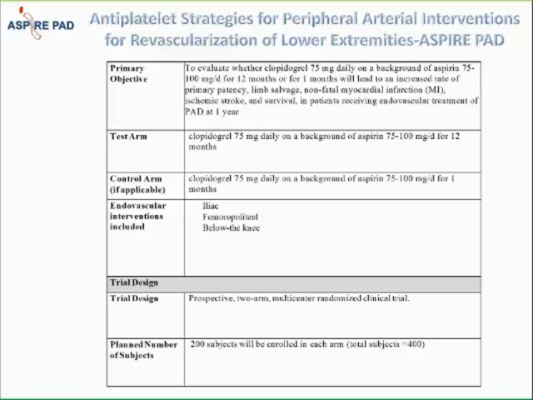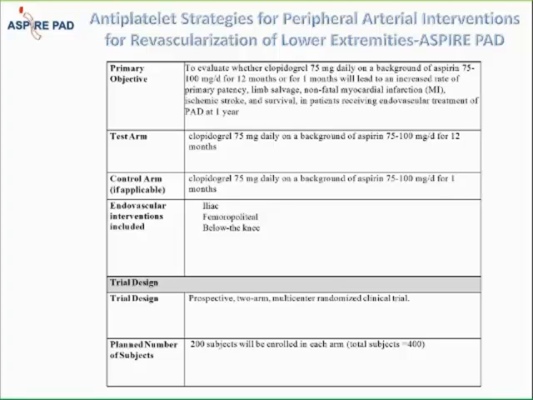It will randomize 200 patients in each arm after iliac, femoral popliteal, and below the knee intervention, randomizing patients to either 1 month of dual antiplatelet therapy compared to 1 year. And the difference between this and the CASPAR study is the composite endpoints includes both cardiovascular endpoints and limb events.